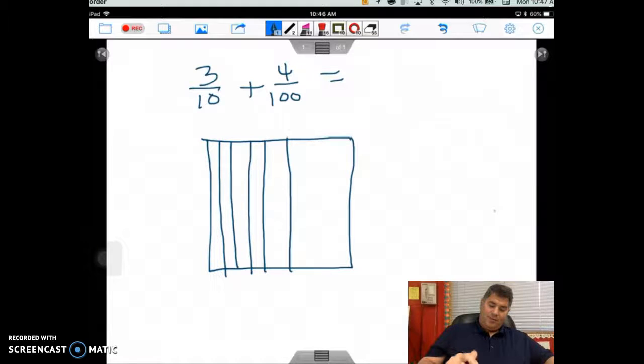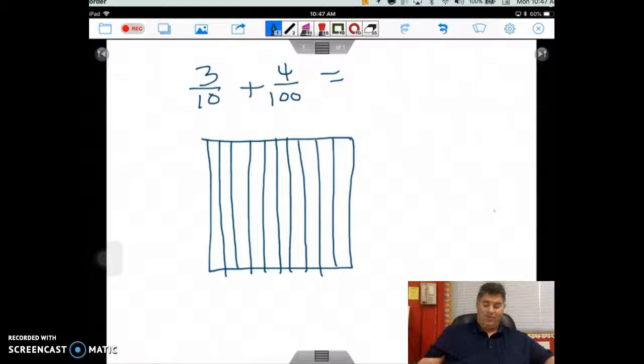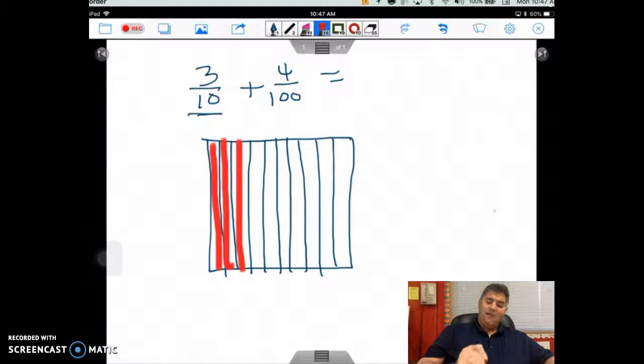And then I'm going to do 6. We got 1, 2, 3, 4, 5, 6, 7, 8, 9, and 10. So we got tenths there. Okay. And then for the 3 tenths right here, we're going to just highlight 3 tenths. So we got 1, 2, 3 tenths.